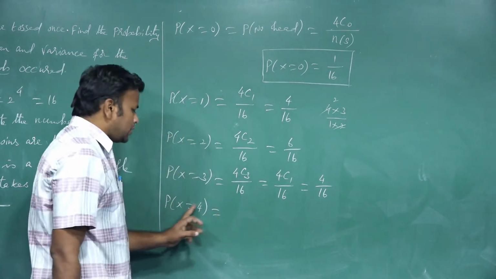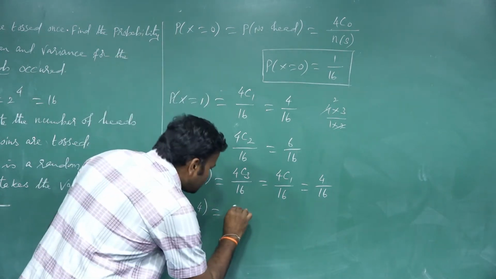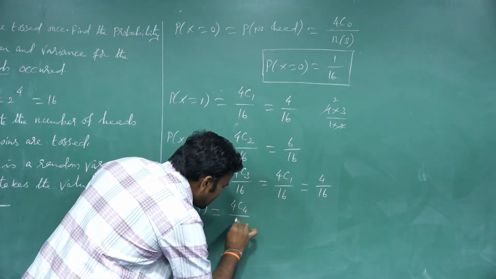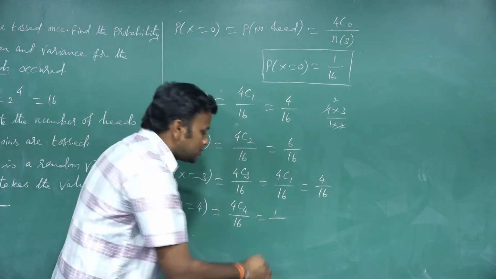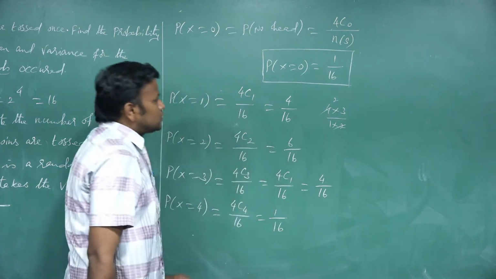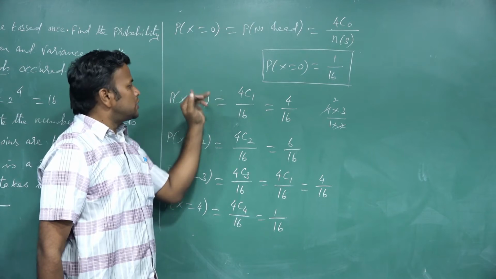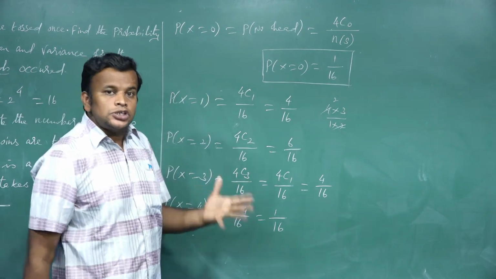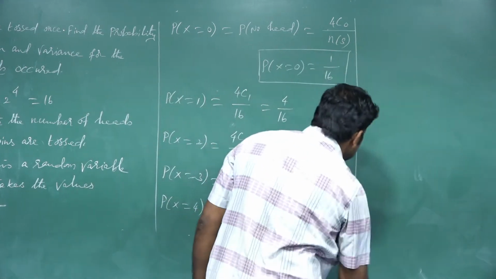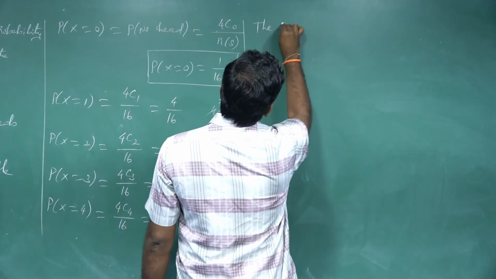Last, P of x is equal to 4, 4C4 by 16. Since both values are the same, that value is 1 by 16. So, having found the probability of each and every random variable value, the next step is to form a table. The name of the table is the probability mass function.